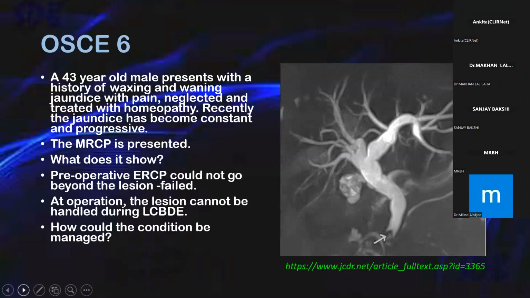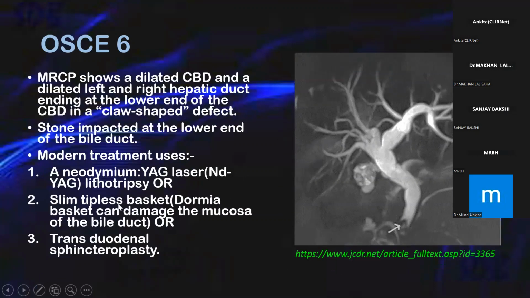Yes, posterior medial wall. Therefore, with modern technology, if you want to be evidence-based, you can use an Nd:YAG laser. The Nd:YAG laser is wonderful because it has low penetration, and it shatters the stone. That is one of the modern techniques that can be used once you've done a choledochotomy. The other thing that could have been done by the medical gastroenterologist is to use a slim tipless basket. You can't use a basket with a tip because that damages the mucosa; the usual Dormia basket can damage the mucosa.